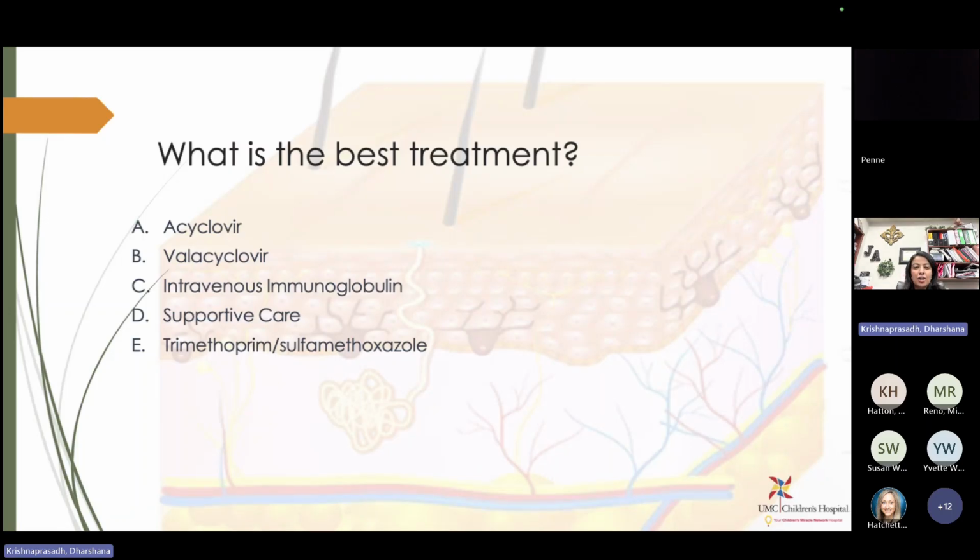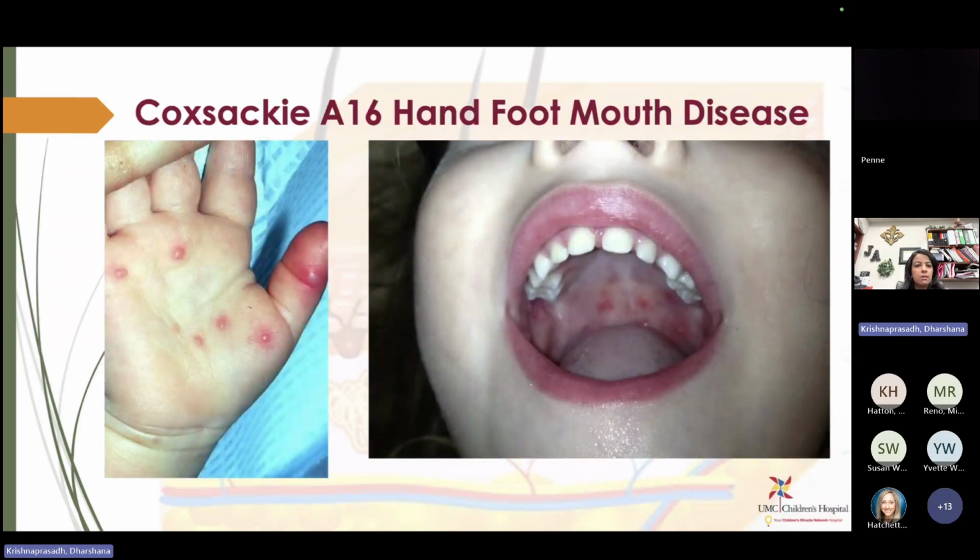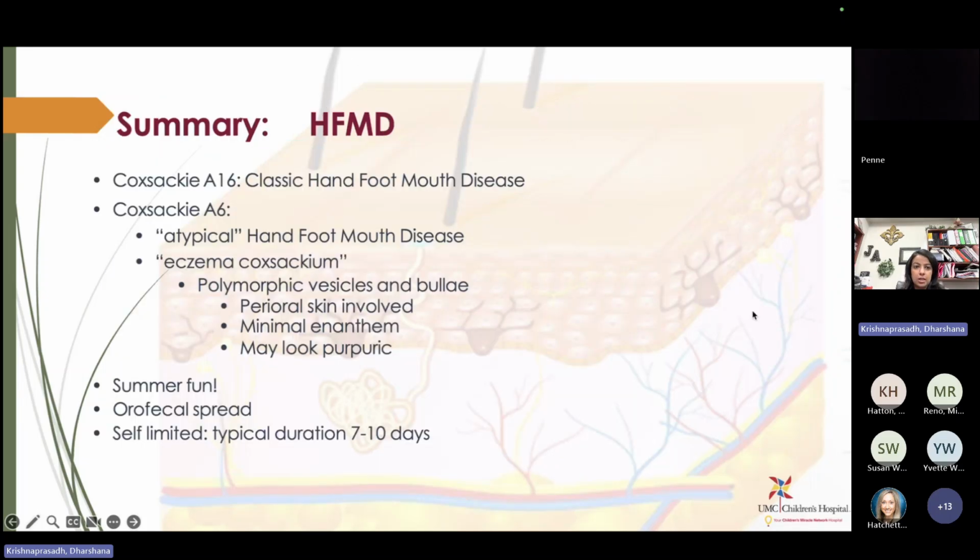I started off saying this is the viral category, so actually, this kid needs supportive care, and she has hand, foot, and mouth disease. Typically it is seen in the hands, feet, and mouth. I also say it should have been named hand, foot, mouth, and butt because it also goes to the diaper region. This is what other lesions and intraoral lesions can look like for these kiddos.